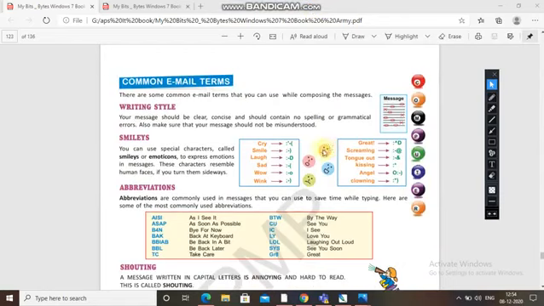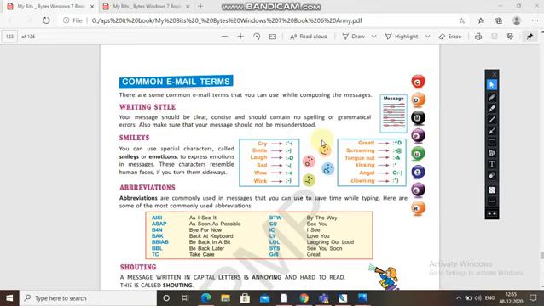Now next, common email terms. Here you can see there are some common email terms in your book. Writing style: your message should be clear, concise, and should contain no spelling or grammatical errors. Also make sure that your message should not be misunderstood. That's why I told you to write in a simple form so that it can't be misunderstood by someone else. That is your writing style.